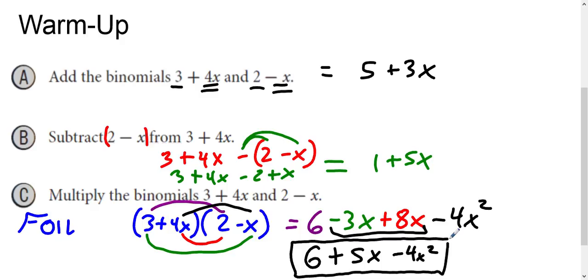So the big idea, the things you have to remember from this that we're going to apply to what we're doing today: when you're adding, you combine like terms. When you're subtracting, you distribute the negative and combine like terms. And when you're multiplying, there's FOIL: first, outside, inside, last, and combine like terms.